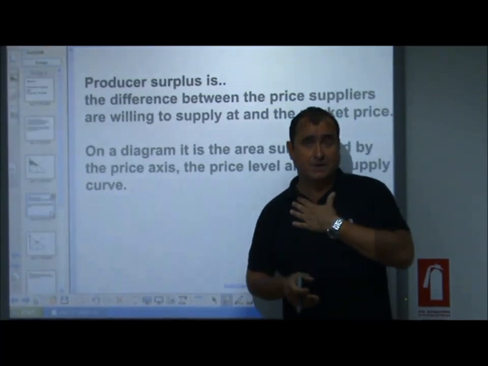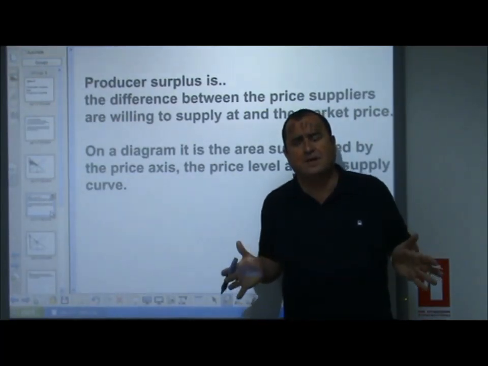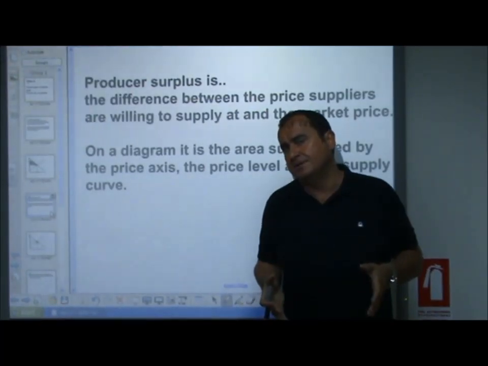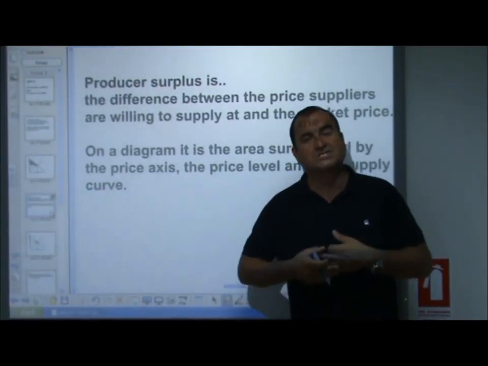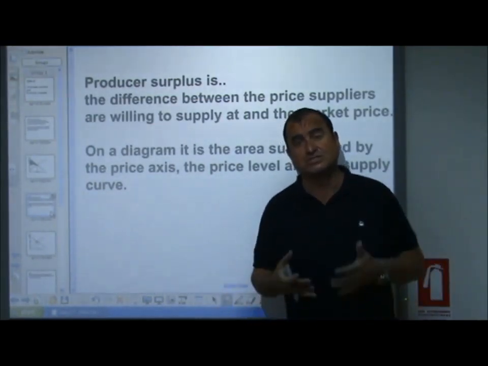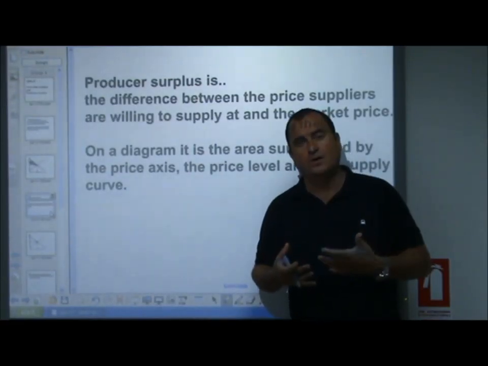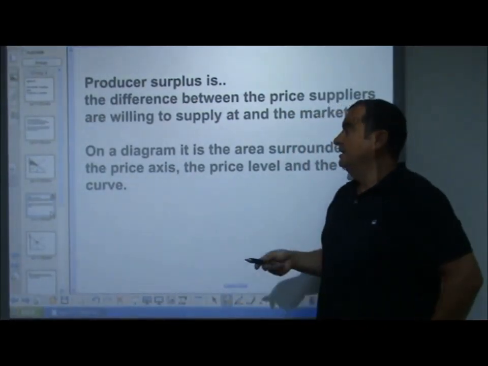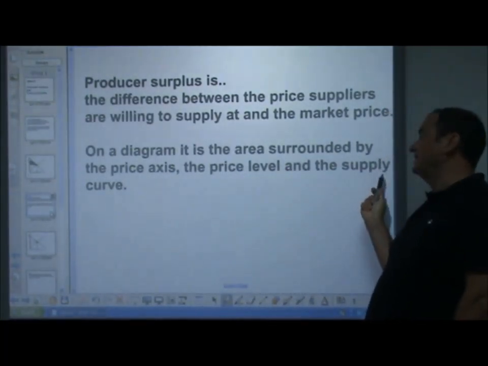Whereas I might run a sandwich bar less efficiently, and I might say, no, I can't make it work. I'm not prepared to supply cheese sandwiches at £1.50. I will if it's £2. But at £1.50 I can't make a profit. So I'm not willing to do it. You see, different suppliers will see different ways of employing factors of production, and will find different costs for their factors of production, and so won't have the same view on whether it's worth supplying or not at various prices. On a diagram, it is the area surrounded by the price axis, the price level, and the supply curve.